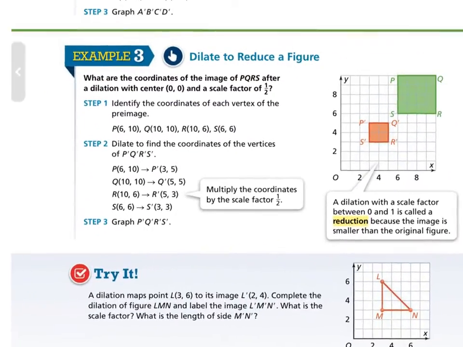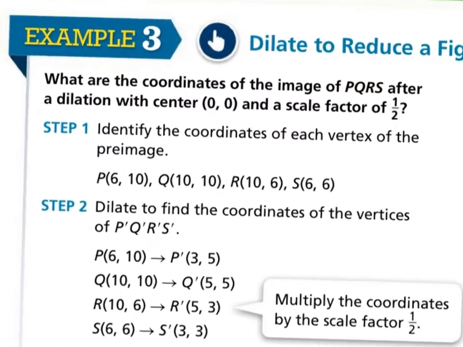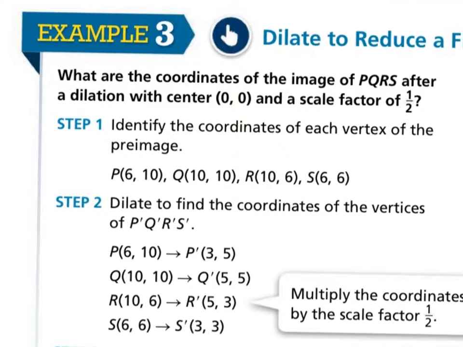So we look at example 3. What are the coordinates of image PQRS after dilation with center 0, 0 and a scale factor of 1/2? Scale factor of 1/2 means we're multiplying everything by half, which is the same as dividing by 2 if you think about it.